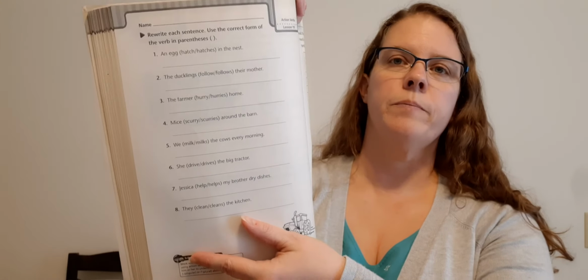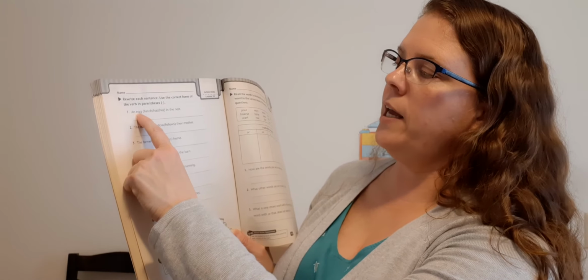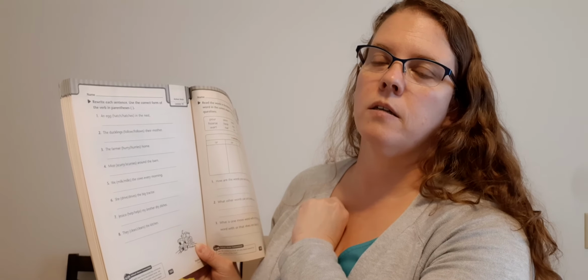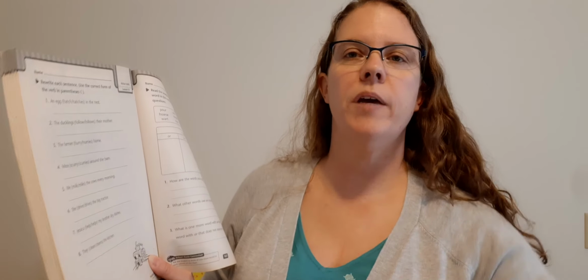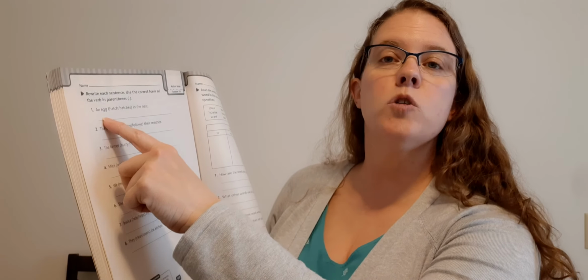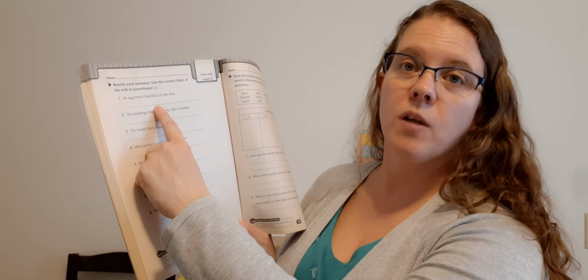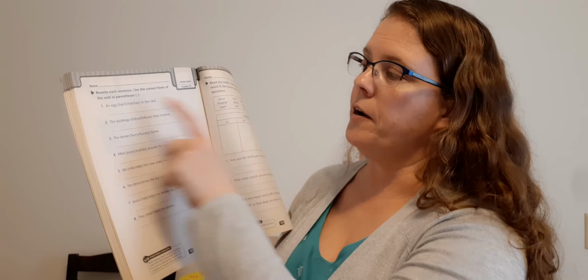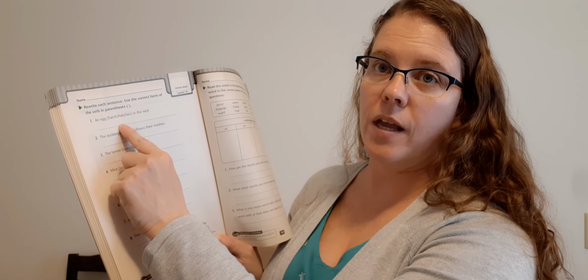All right, so on page 164, it says, rewrite each sentence. Use the correct form of the verb in parentheses. So, an egg hatch in the nest or an egg hatches in the nest? Hatches, very good. Now I'm going to change it up a little bit since you wrote a lot on page 162. All you have to do is write the correct verb. So on the line, you just have to write hatches. Okay? Is that a deal? All right, so an egg hatches in the nest. I need to see hatches on the line.